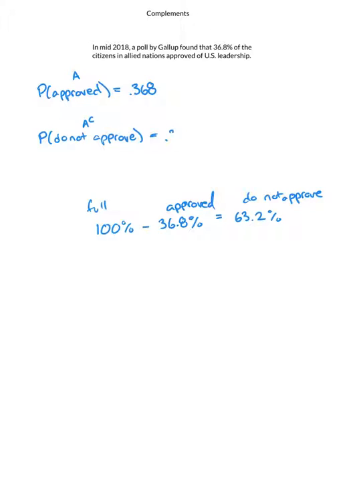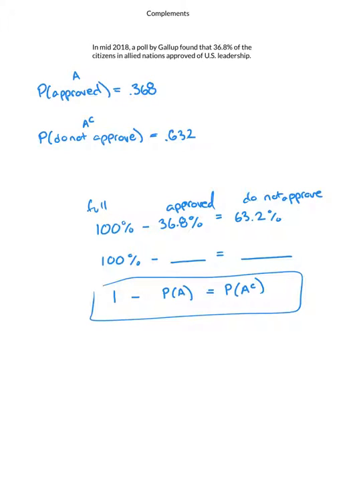This gives us our first formula here. And that is, in general, if I take 100% minus the percentage of one, I get the percentage of the other. I'm going to write this as a decimal instead. So I know 100% is 1 as a decimal. And if I take 1 minus the probability of A, I get the probability of the complement. So once again, if I take 1 minus 0.368, I'd get 0.632 out. So this is our first little formula here. And it tells us once again that if I want the probability of the complement, I take 1 minus the probability of the original, and it'll give me the complement out.